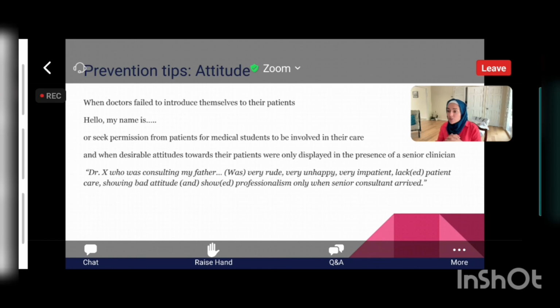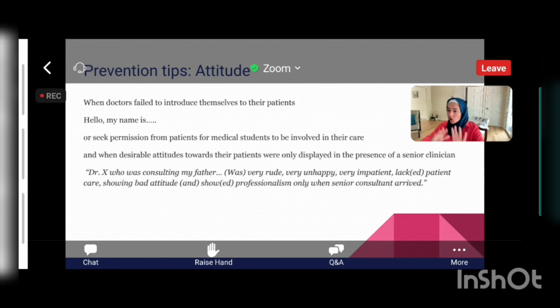So also, doctors need to seek permission from the patients for medical students to be involved in their care. And patients also complain that desirable attitudes were only demonstrated in the presence of a senior clinician. So these are things to be aware of. Dr. X, who was consulting my father, was very rude, very unhappy, very impatient, and lacked patient care. They showed a bad attitude, and they only showed professionalism when their senior consultant arrived. So that's not good. Okay, next slide.